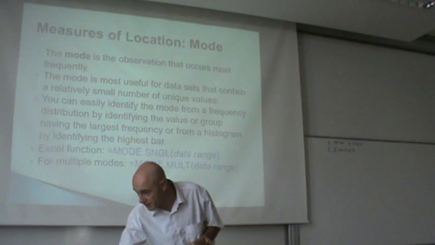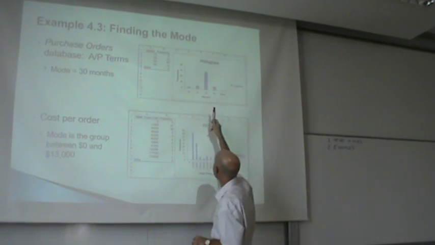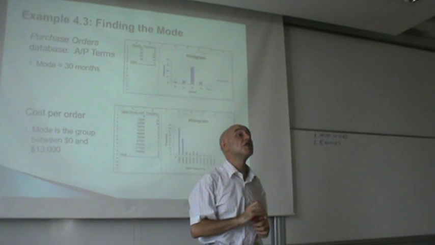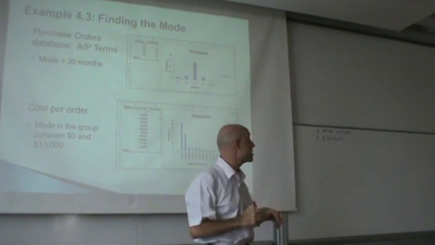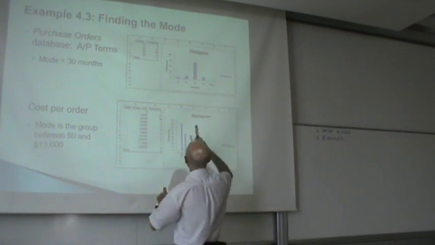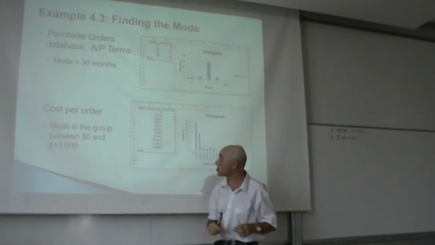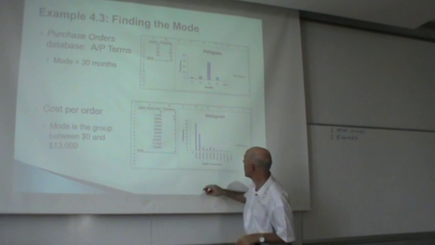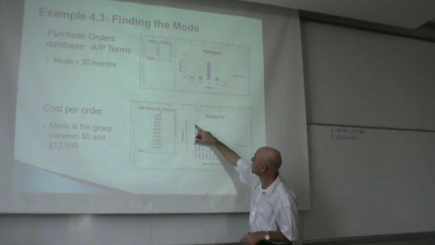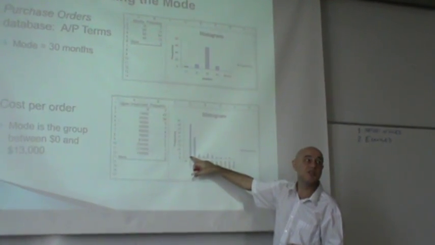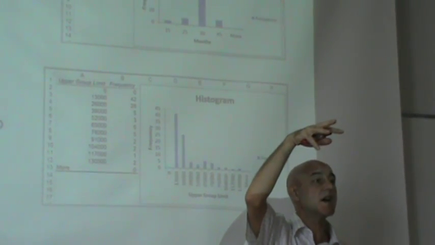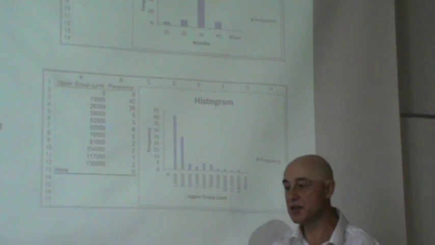Okay. And here is an example of a mode. You can basically run a histogram, and the histogram will tell you where you get most observations. Here the mode is 30 months, you can see over there. And here, the histogram, the highest. In other words, the mode tells you which is the highest bar in the distribution.